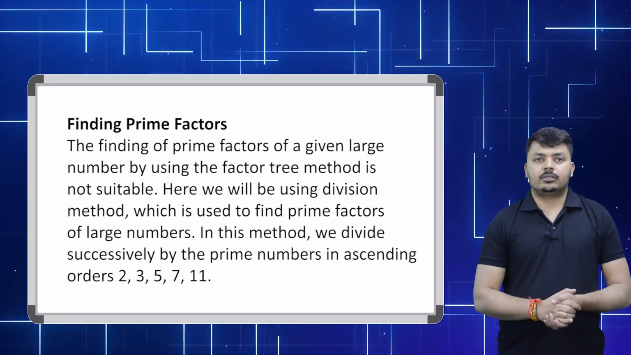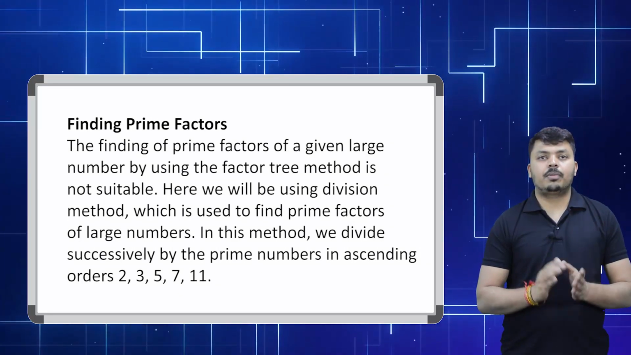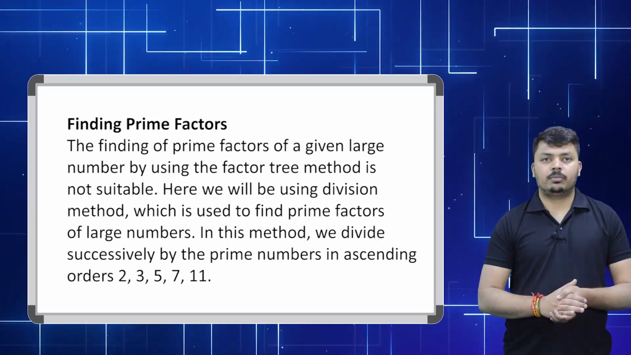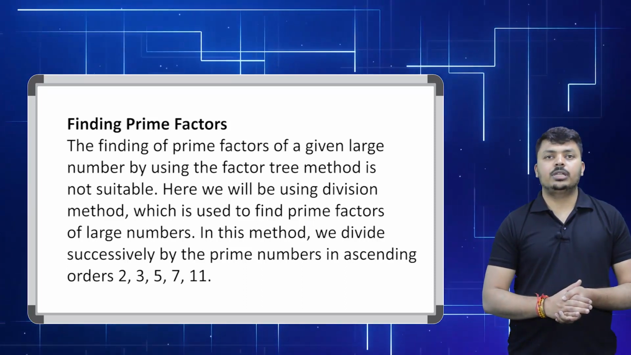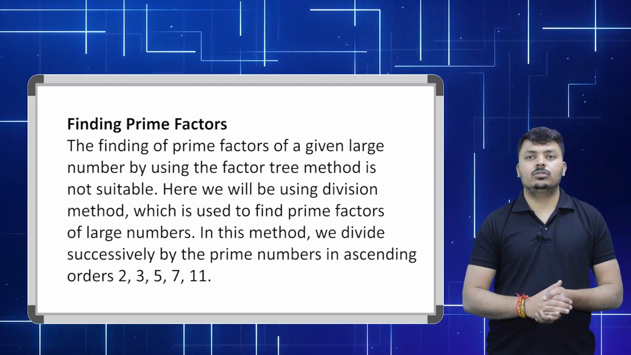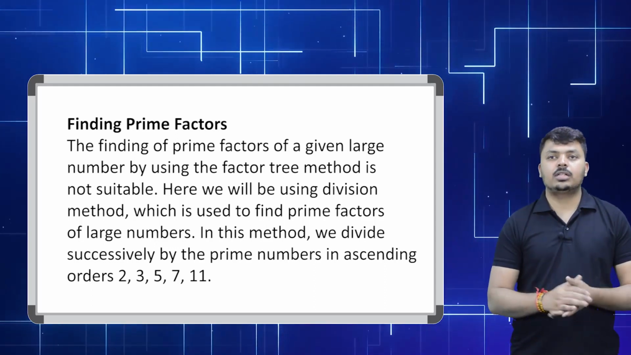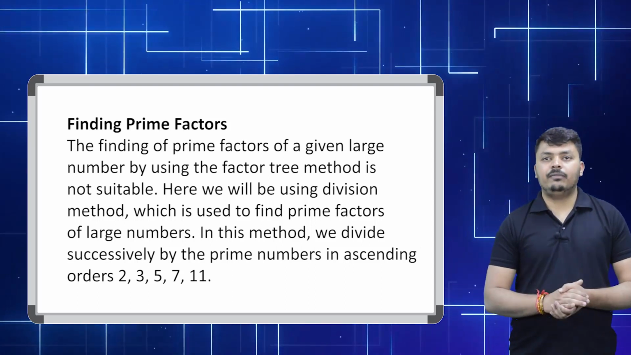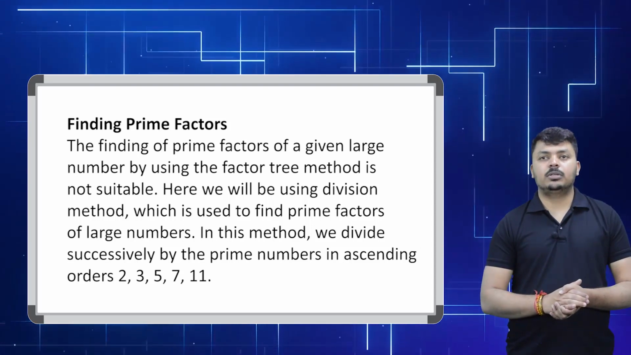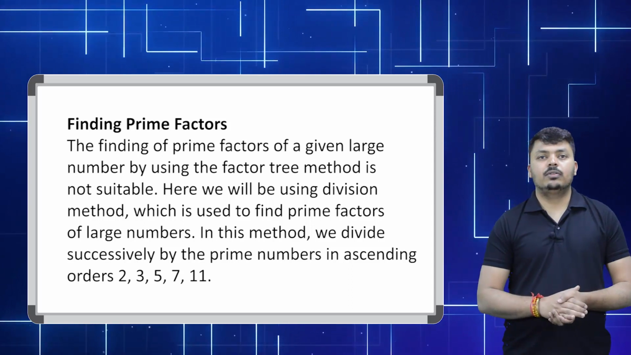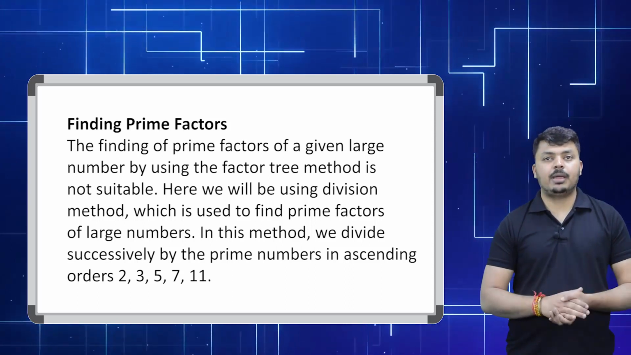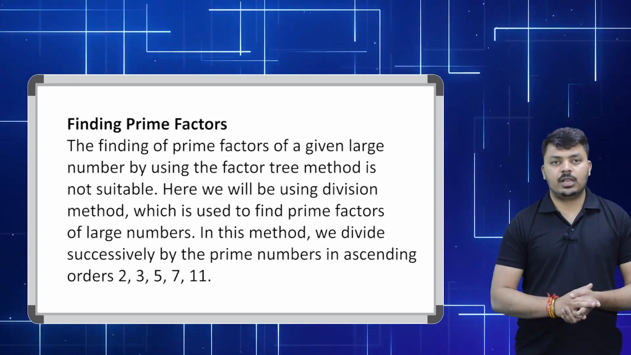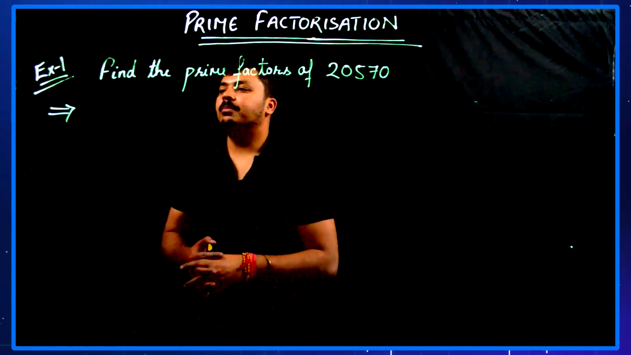Finding prime factors. Finding the prime factors of a given large number by using the factor tree method is not suitable. Here we will be using the division method, which is used to find prime factors of large numbers. In this method, we divide successively by the prime numbers in ascending order: 2, 3, 5, 7, 11. Let's see example number 1.